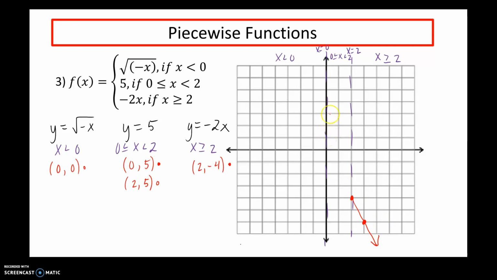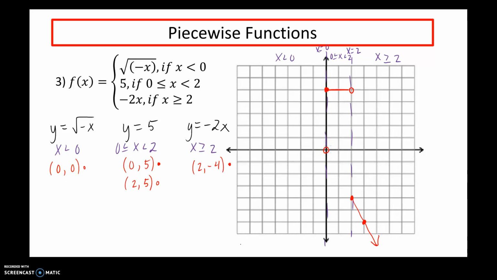All right, next, 1, 2, 3, 4. 0, 5 gets a closed circle. 2, 5 gets an open circle. We really like domains that are open, that are closed, that start and end, because it's really just a game of connecting the points. It's a horizontal line through 5, so I got that. All right, 0, 0, open circle.